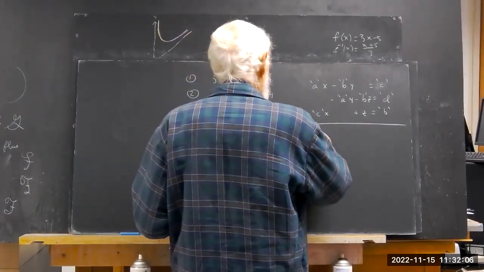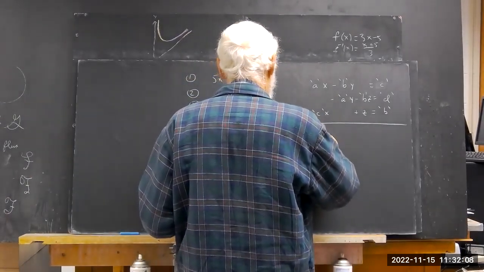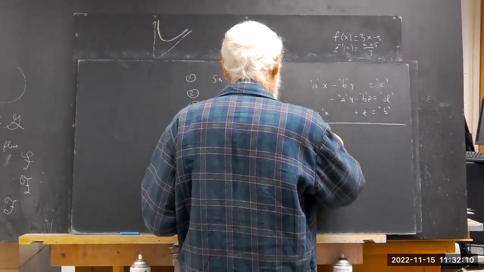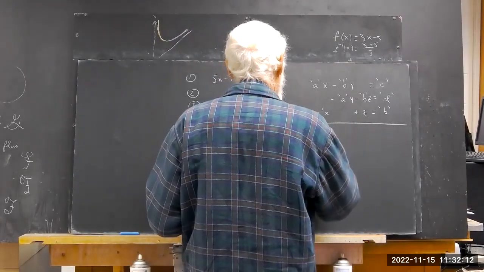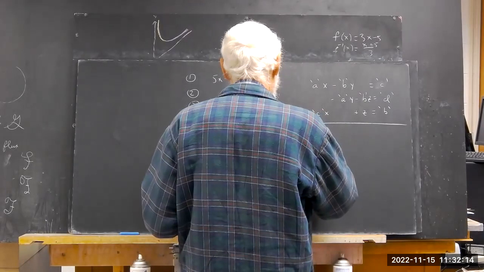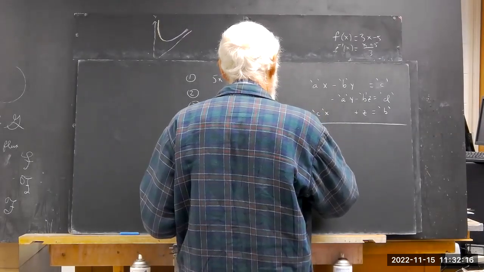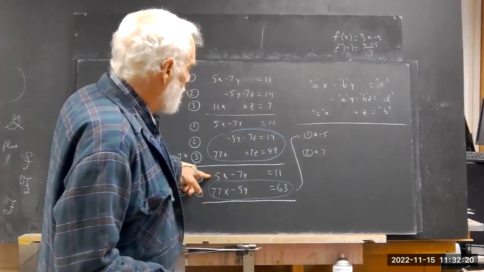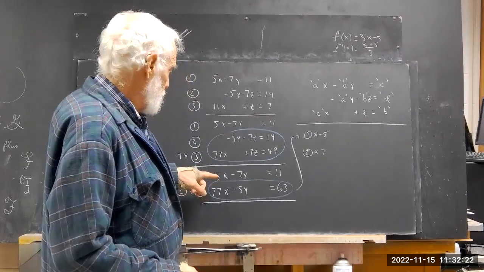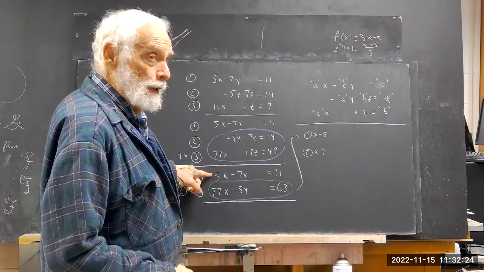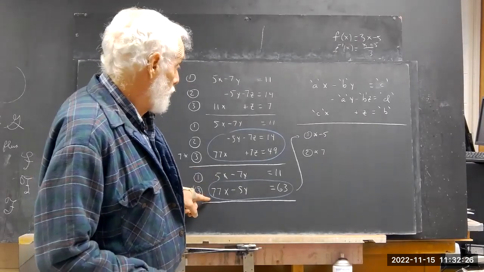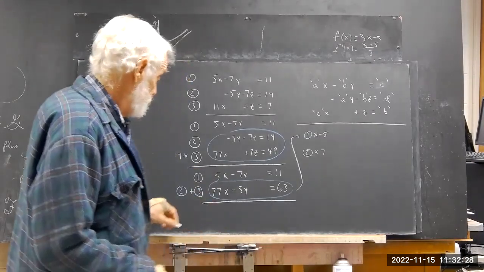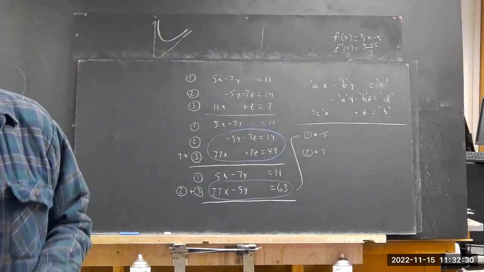I multiply equation 1 by -5 and equation 2 by 7. And multiply this by -5. We'll write it out. What do I get when I multiply this by -5? What do I get when I multiply this by 7? Go ahead and do that step.